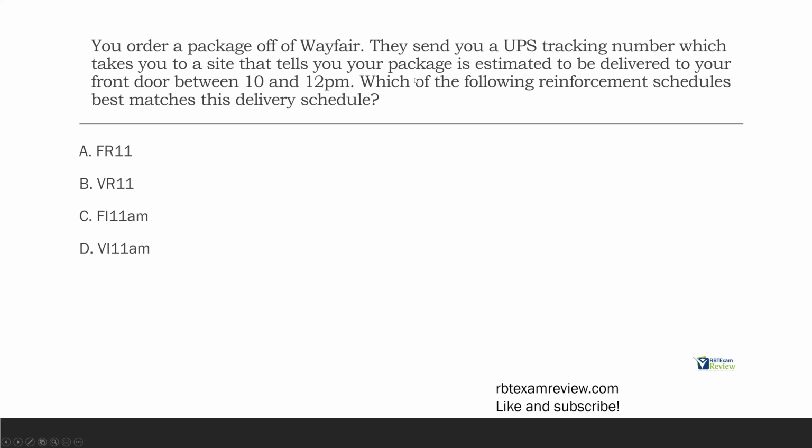You order a package off of Wayfair. They send you a UPS tracking number, which takes you to a site that tells you your package is estimated to be delivered to your front door between 10 and 12 p.m. Which of the following reinforcement schedules best matches this delivery schedule? Basic reinforcement schedules. Don't get confused. Always think about, is my schedule fixed, meaning one set time and one set response, or is it an average?